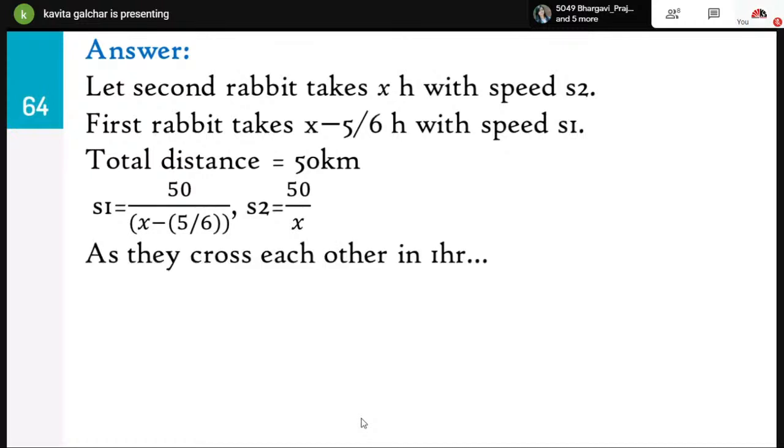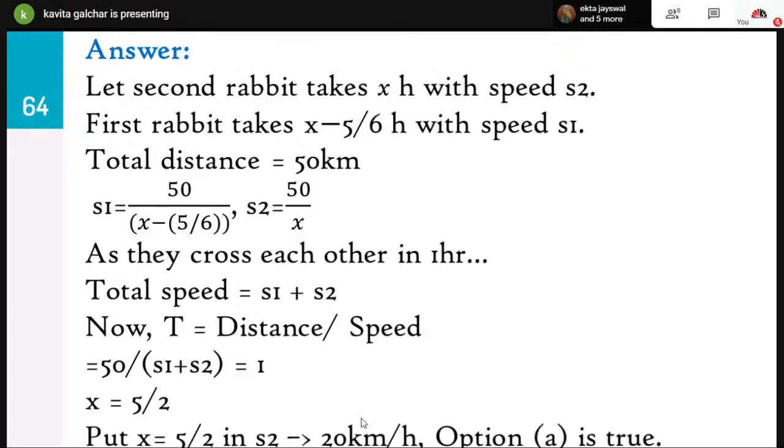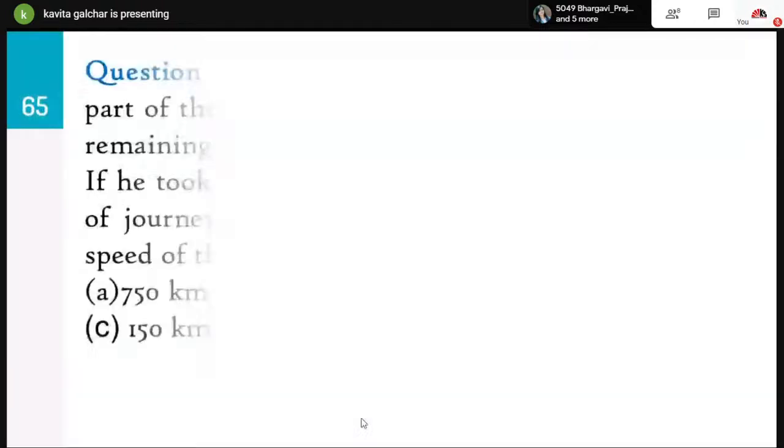They cross each other in 1 hour, and total speed would be s1 plus s2, and the time would be distance upon speed. The time here is 1. Speed, by doing s1 plus s2, you will get to the relation and you will find the value, that is x is equals to 5. By putting the value of x, you will get the value in kilometer per hour, which is the speed of second rabbit. Therefore, option A is true.